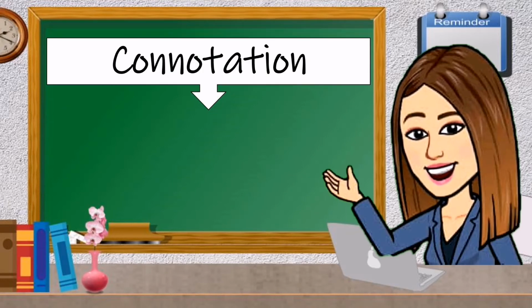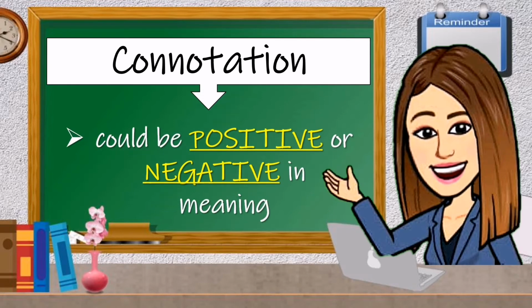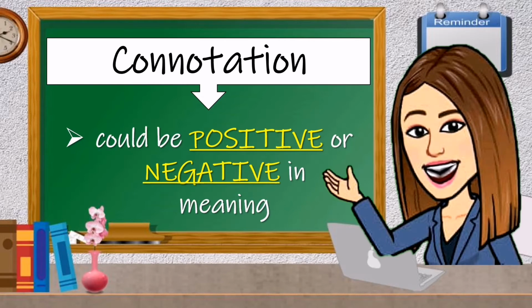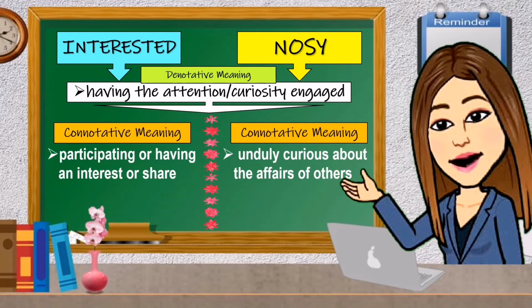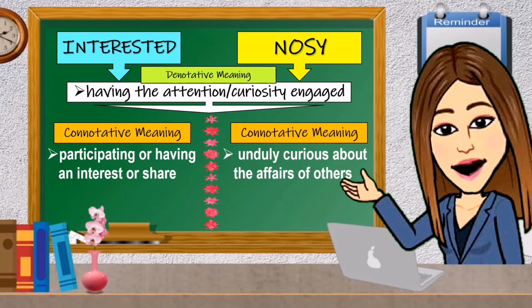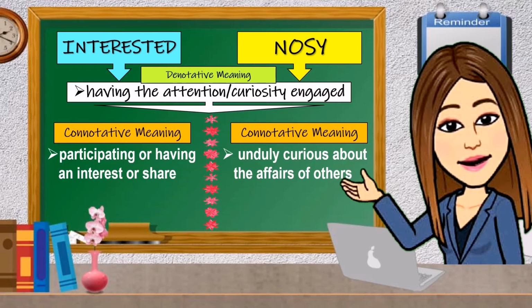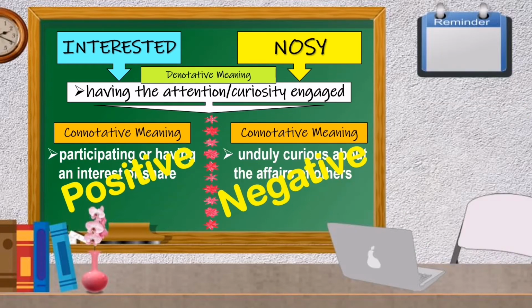Connotation refers to a word's tone, a word's energy, and can be both positive or negative in meaning. Like for example, interested and nosy. Which of these has a more positive connotation and a negative connotation? Interested is more positive while nosy is more negative.